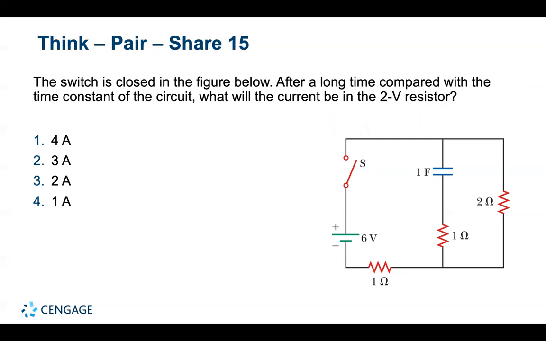After the capacitor is fully charged, current flows only around the outer loop of the circuit. The path has a total resistance of 3 ohms, so the 6 volt battery will supply a current of 2 amps.